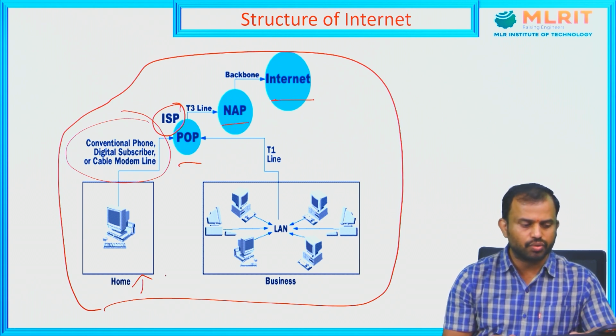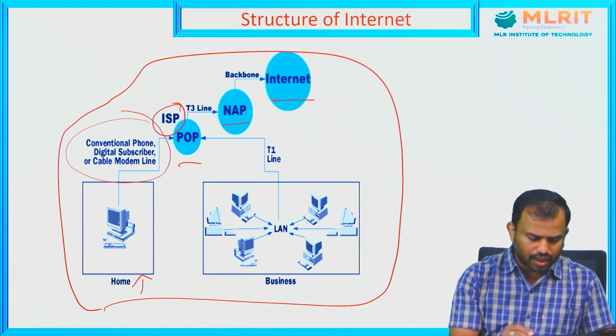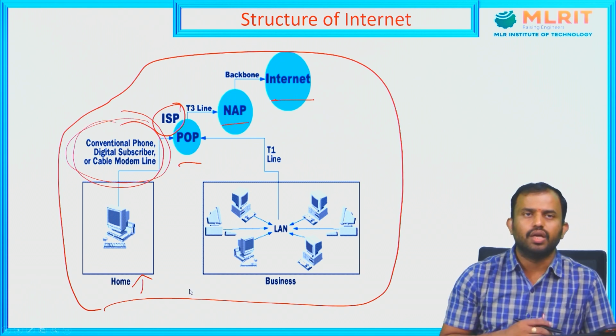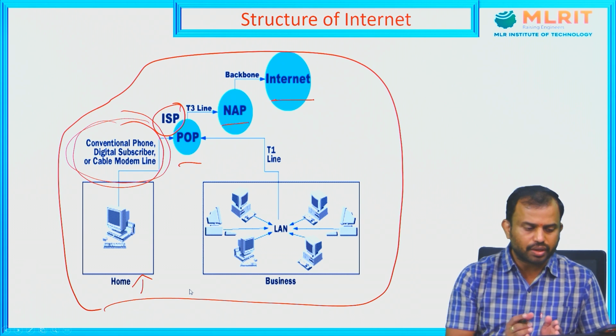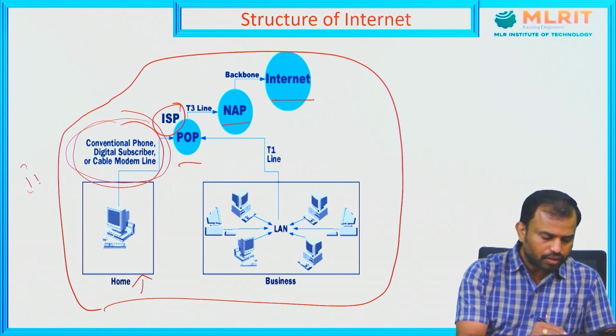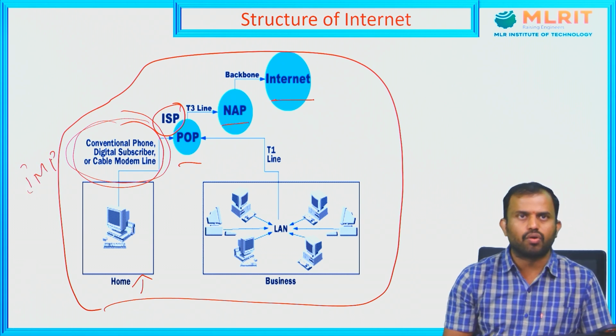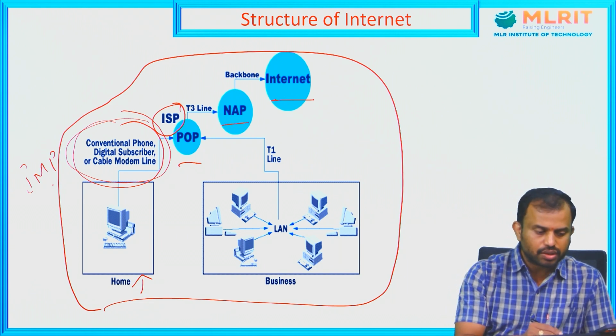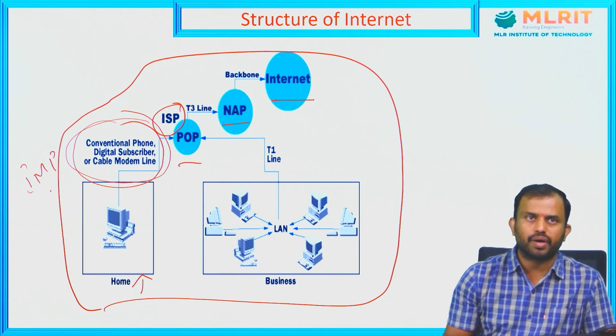which means each node of this network consists of maybe a conventional phone, a digital subscriber line, or a cable modem line, and it consists of an interface message protocol, the IMP protocol, which is a host kind of structure. So this structure is connected to a short route path.